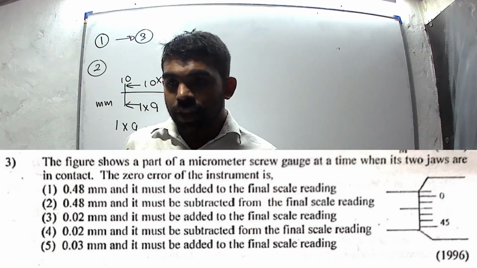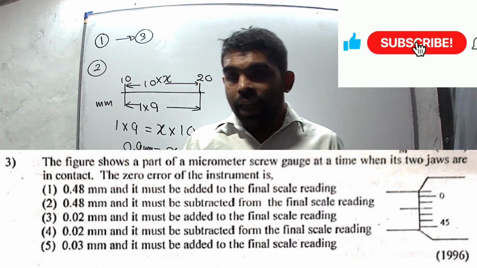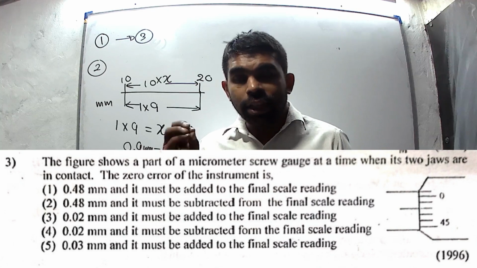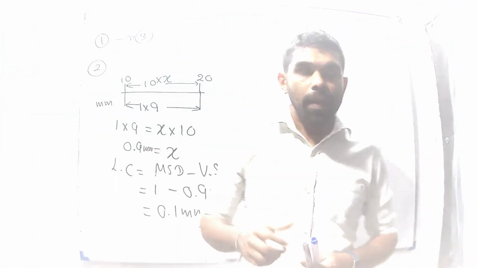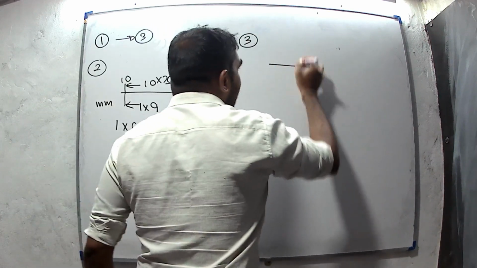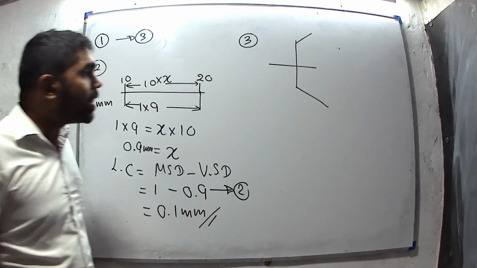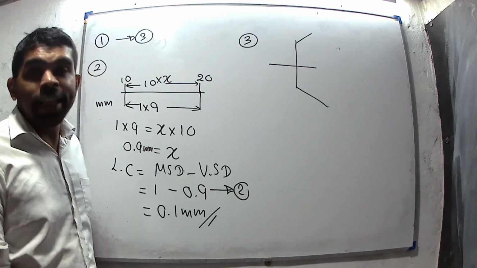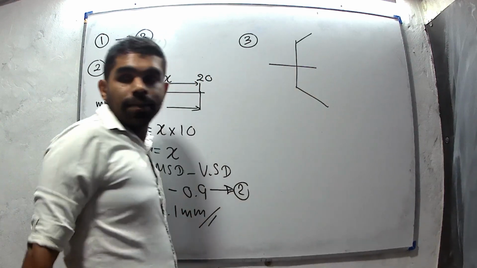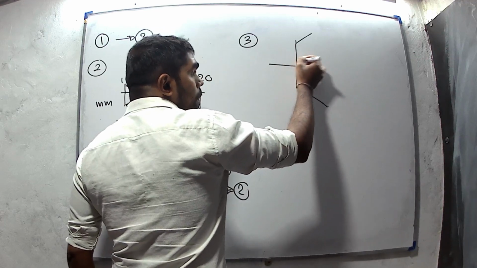Then the third one. The figure shows a part of a micrometer screw gauge at a time when its 2 jaws are in contact. The zero error of the instrument is. We can consider the main scale and circular scale of the instrument. Main scale 0 is not in the diagram. It means we can't see it because the circular scale 0 has passed this space.